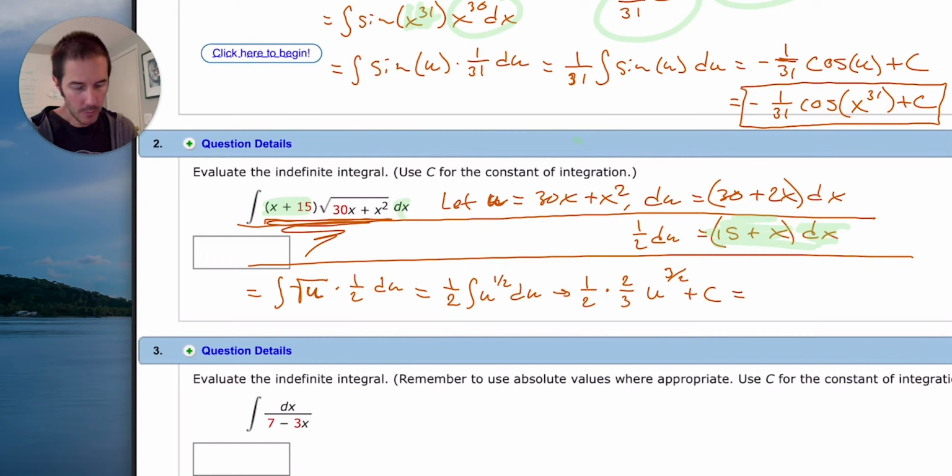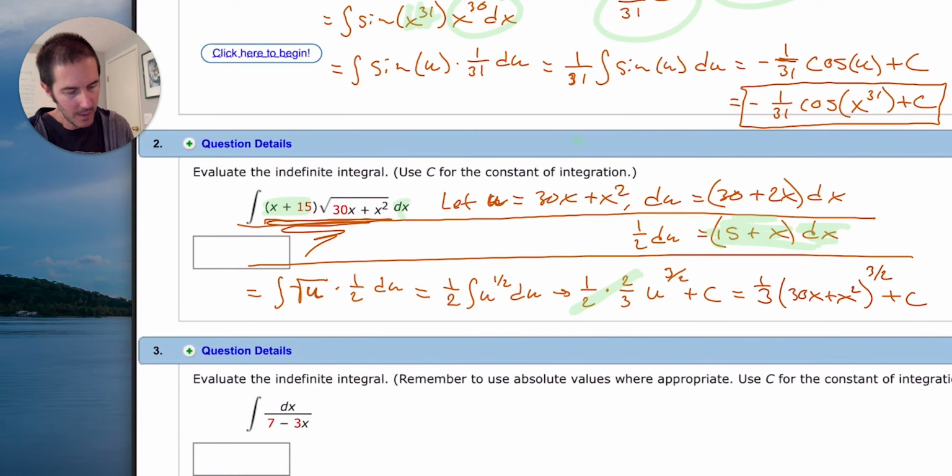I am going to put an equal sign now, and I'm going to do a couple of things. I'm going to have these 2's cancel out so that I'll be left with a leading coefficient of 1/3. I'm going to replace or back substitute for u. So now I'm replacing u with 30x plus x squared. That's to the 3/2 power. Don't forget the plus c. I'm going to put a box around this as my final answer.